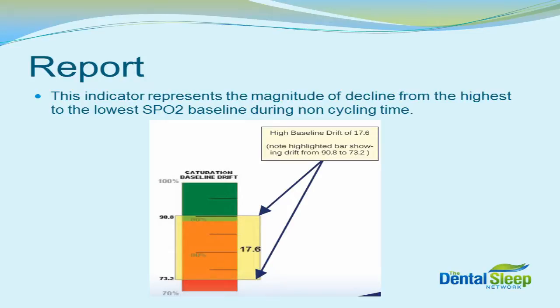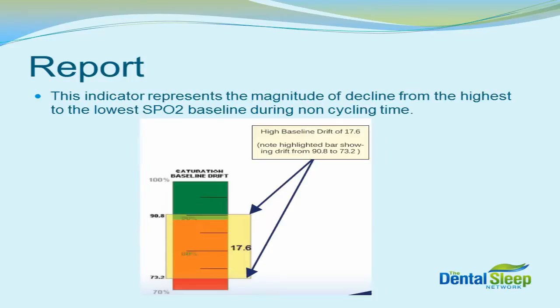However, when the patient is not having respiratory events or sleep-disordered breathing events, and we see a significant drop in their pulse ox, then we know there's potentially other problems. In this example, we see that the baseline drift is 17.6%, and you'll see that it drops into the red section. That tells us there's a problem, and the patient should then be referred to a specialist.